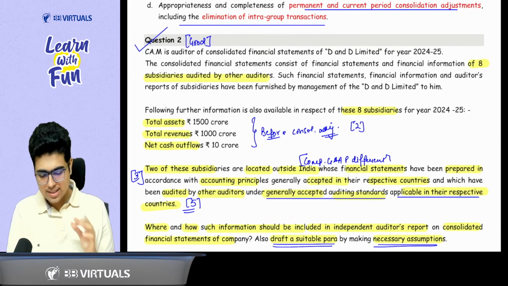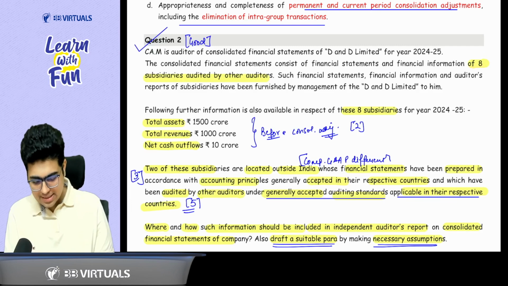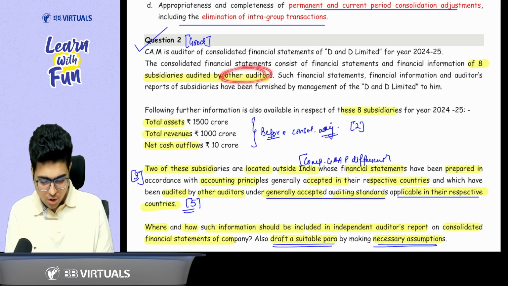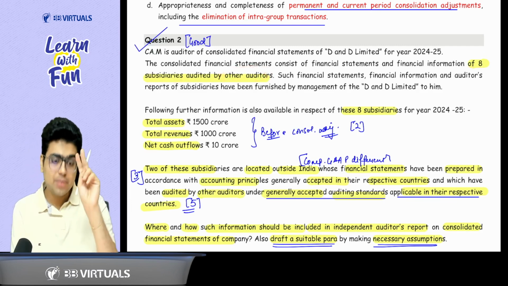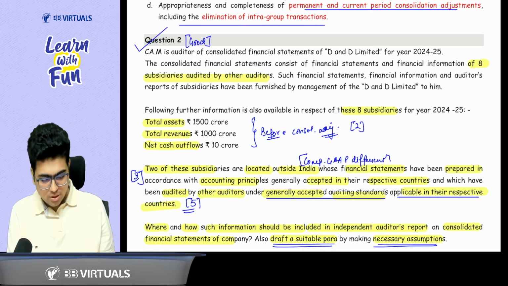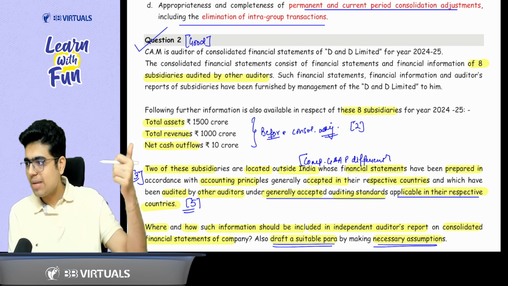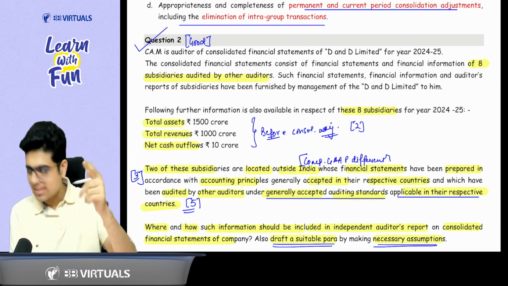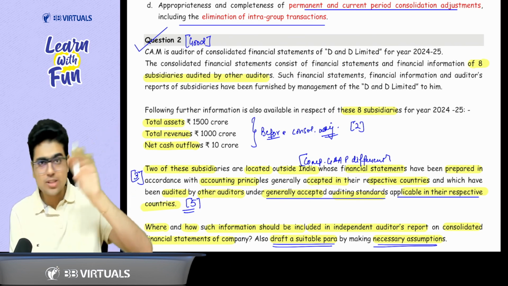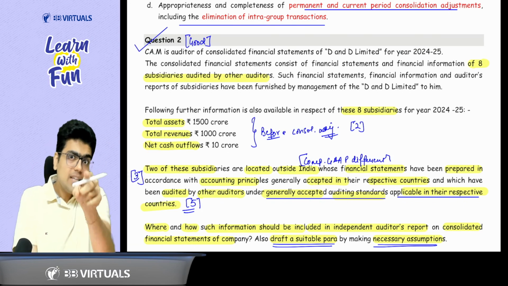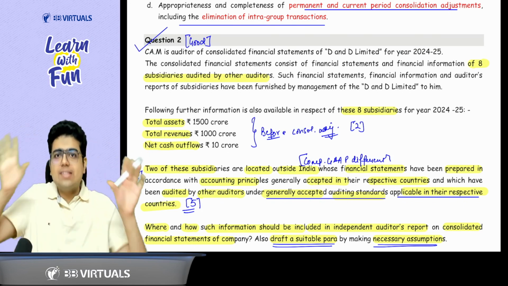Let's see what it says. 8 subsidiaries in the CFS are audited by other auditor. This is case number 2. Now they have also given the total assets, total revenue and cash outflows for these 8 subsidiaries. Do you think I will report about this in the other matter para? Yes, sir, because these assets, revenues and cash flows are audited by someone else. So if there is a problem, go and catch that other auditor.